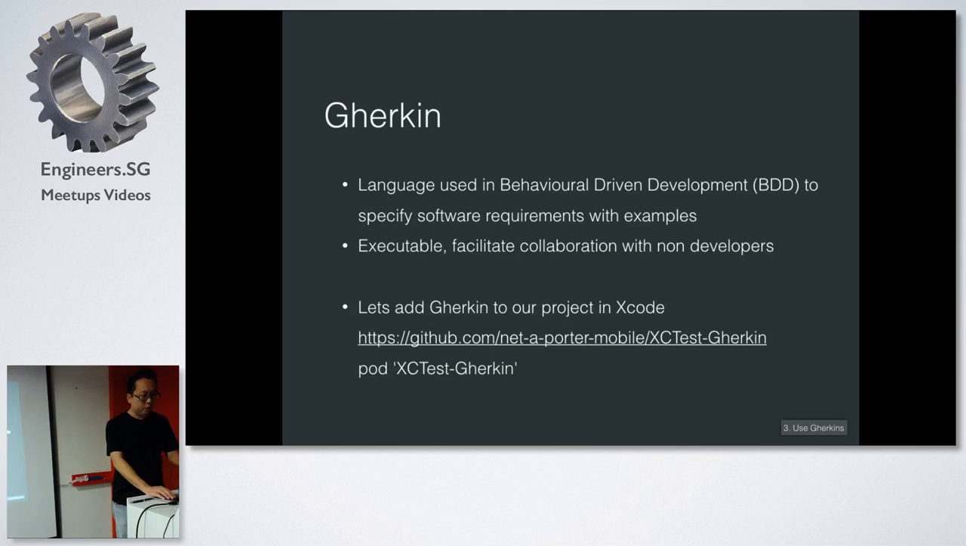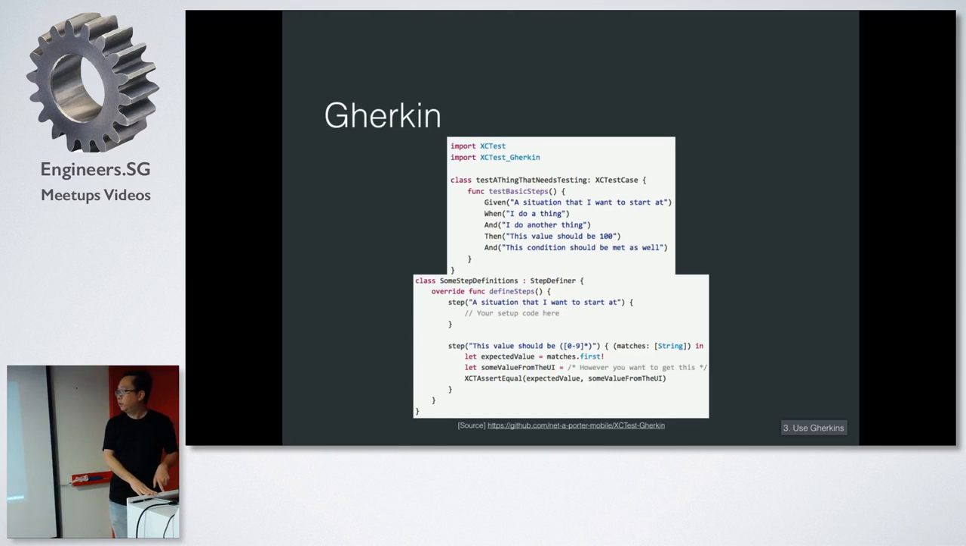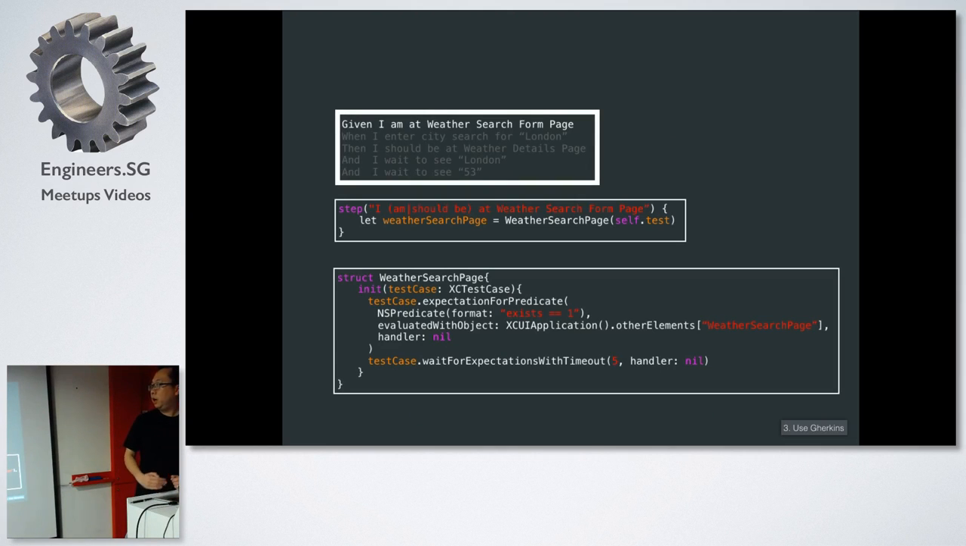So this is what we want to achieve. In our test case file, we want to specify the given, when, then in this way. After that, we will create a subclass of StepDefiner, override defineSteps, and then put our definitions of our steps over here. The StepDefiner will evaluate the given, when steps mentioned in the XCUITest. So let's go step by step. First one, given that I am at the search form page, so the step I will create is: given I am or should be at the weather search form page.